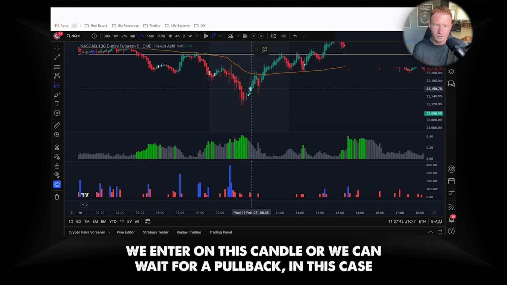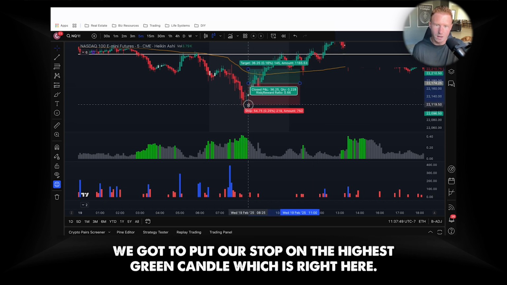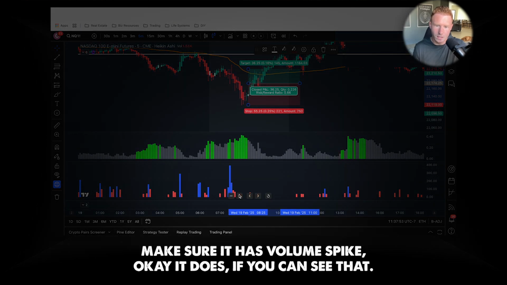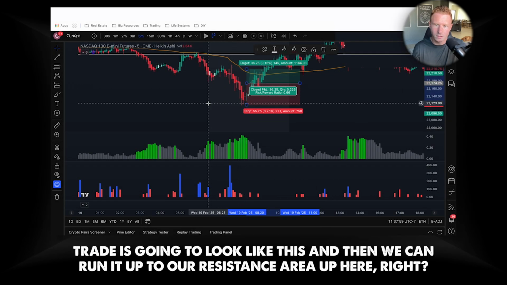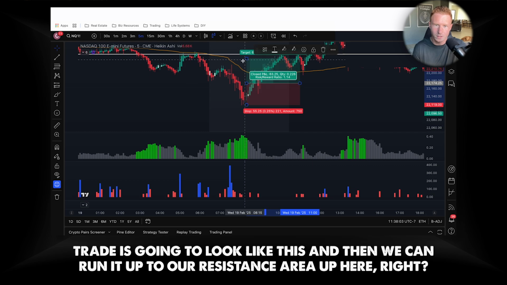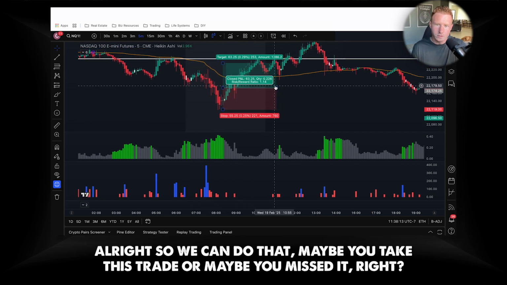So what do we do? We enter on this candle, or we can wait for a pullback. In this case, we have a decent risk reward. We've got to put our stop on the highest green candle, which is right here. Make sure it has a volume spike. Okay, it does, if you can see that. All right, so the trade is going to look like this, and then we can run it up to our resistance area up here, right? For that 1:1 risk reward. All right, so we can do that.